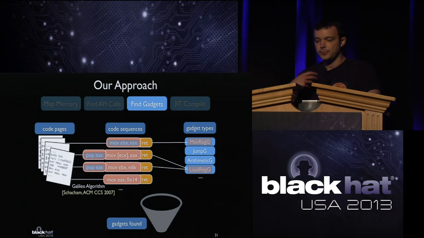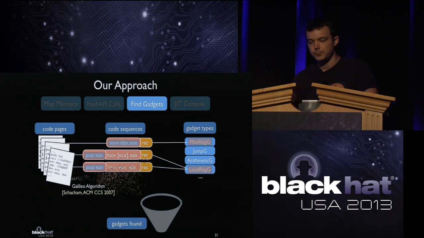We also iterate through these, and if the first instruction in a sequence doesn't map up to one of our gadget types, that's not useful to us, so we just get rid of it.